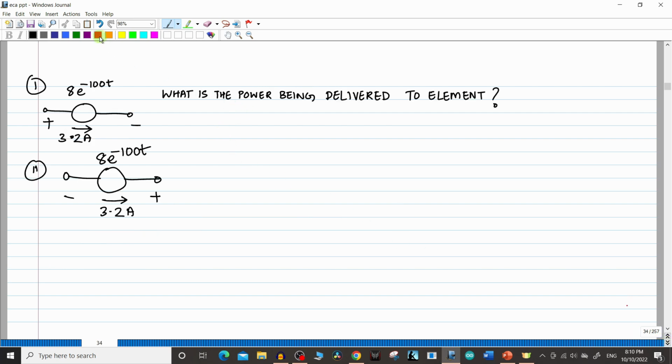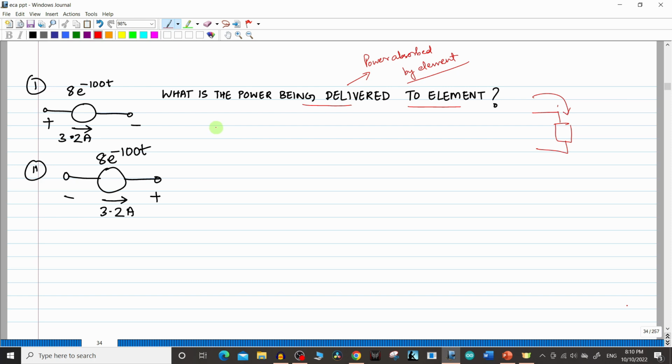Yeah, here the question is, what is the power being delivered to the element? Okay, so here the idea is just understanding the English. So you are having an element, something like this. They are asking what is the power being delivered to this element. So power being delivered to the element is nothing but power absorbed by the element, right? Power absorbed by the element. So power being delivered to the element means power is being absorbed by the element. So they are asking you to find the power absorbed.